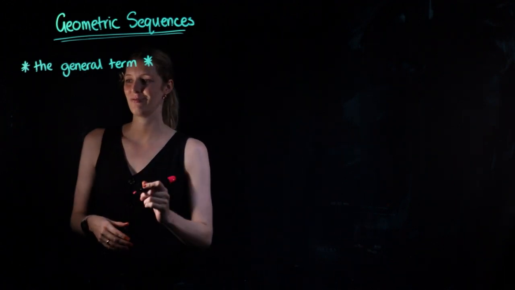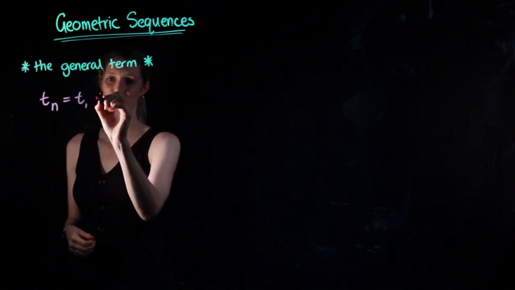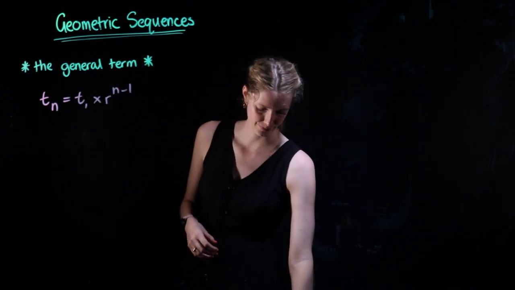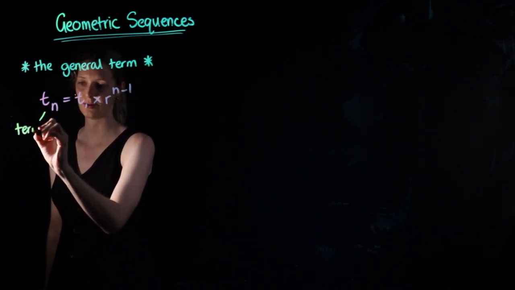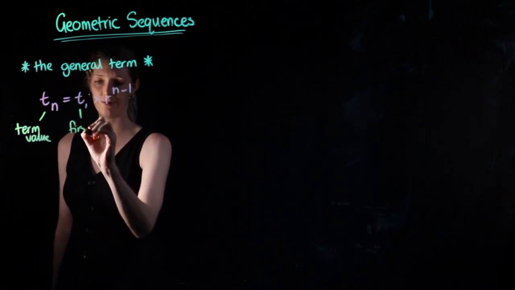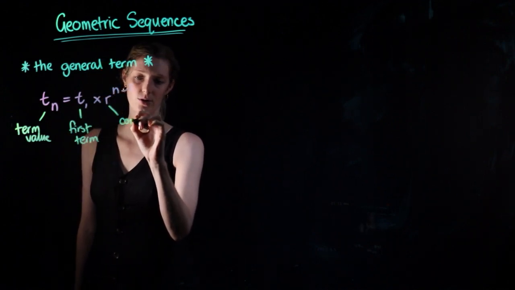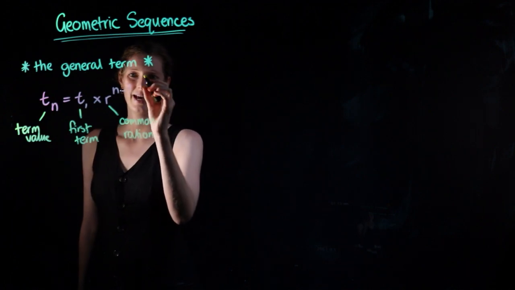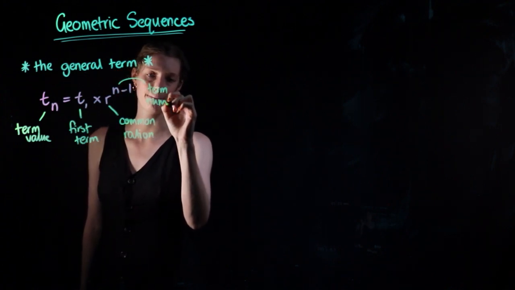Now, our general term for geometric sequences is T of n equals T1 multiplied by r to the power of n take 1, where our Tn is our term value, T1 is our first term, r is our common ratio, and n is our term number.